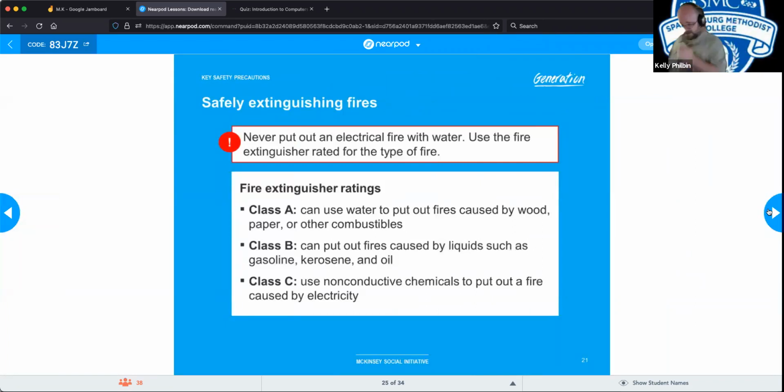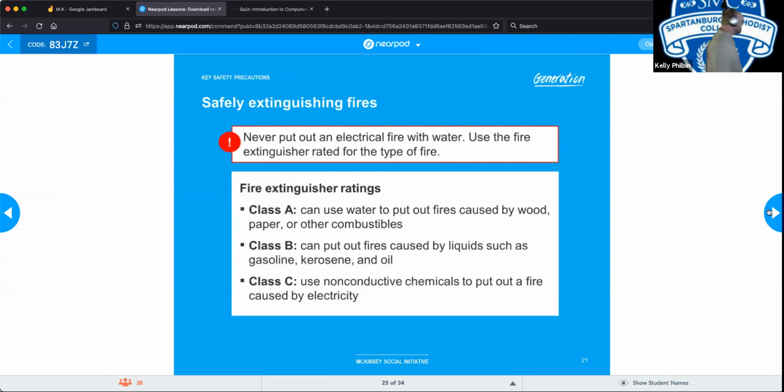Fire extinguishers. You might be thinking to yourself, this is kind of silly, do we actually need to know this? Yes, we do. The three main ones you need to pay attention to are class A, B, and C, though there are others. And there are combination fire extinguishers, but A, B, and C are the most important to remember, especially for the A+ exam.